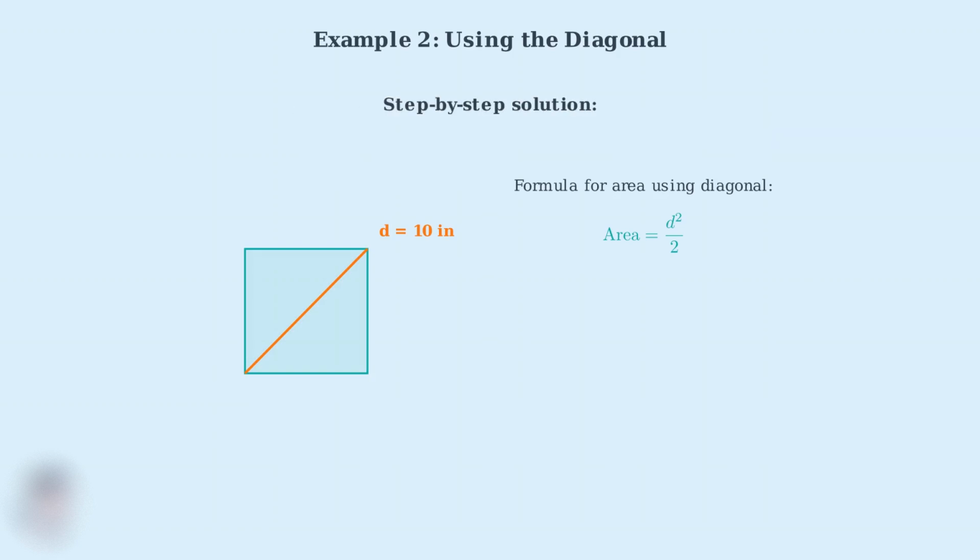Now let's solve this step by step. We'll substitute our known value into the formula and calculate the result. Step 1. We substitute d equals 10 into our formula. This gives us area equals 10 squared divided by 2.